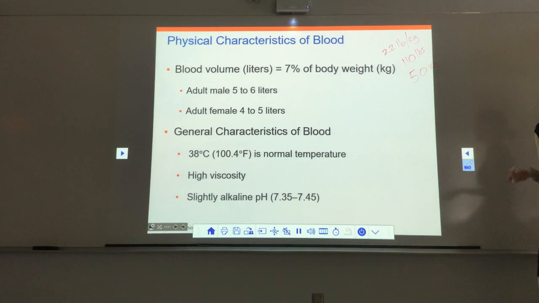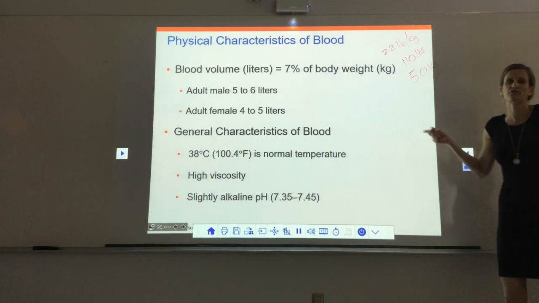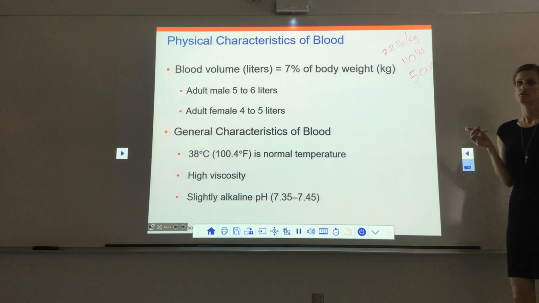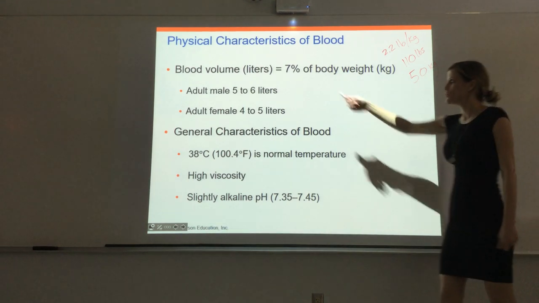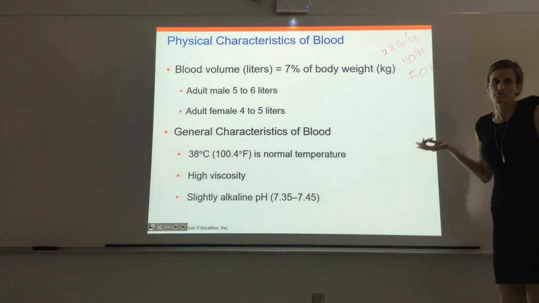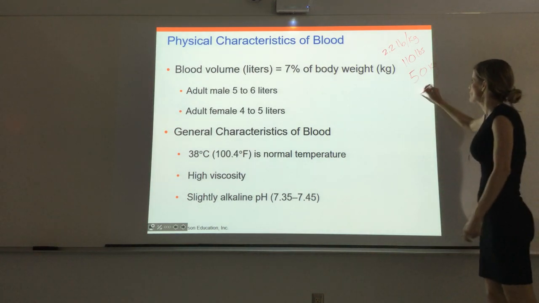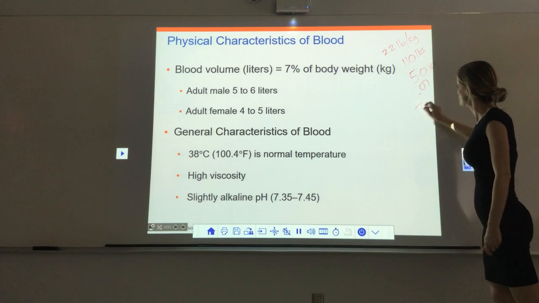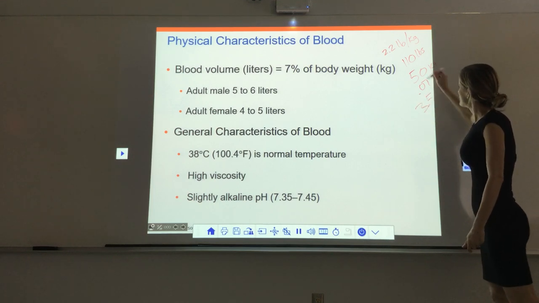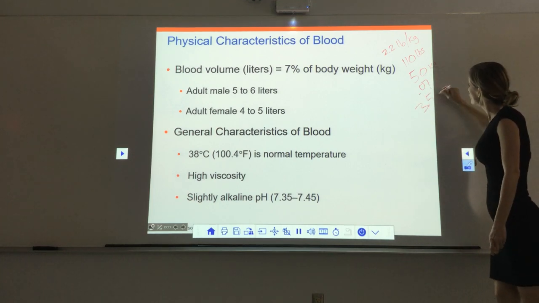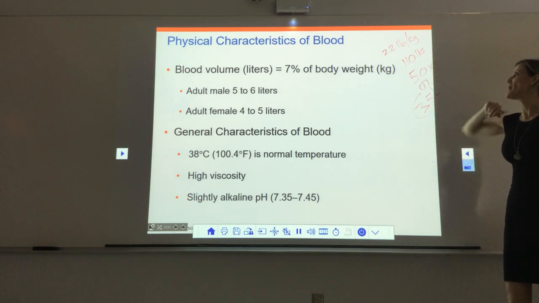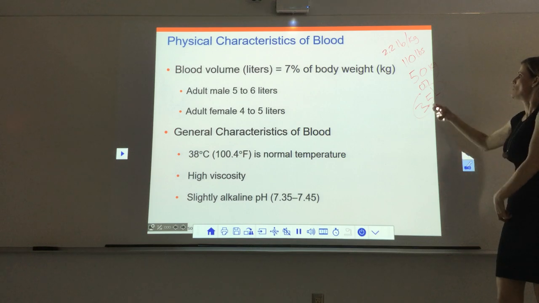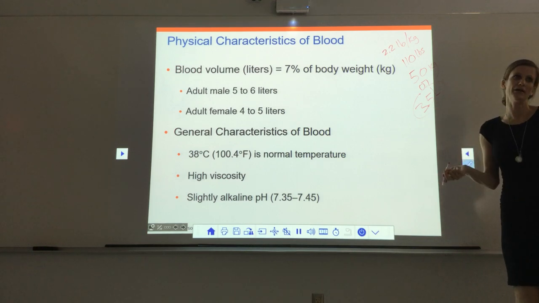So how would you tell me how much blood they have in their body? You don't have to do the math, just tell me what you would do. 50 times 0.07, right? You want to get 7% of the number of kilograms they are. So times 0.07. 7 times 5 is 35, so 3.5. 3.5 liters of blood. Okay, so a 110-pound person, which is a pretty small person, would have about 3.5 liters of blood.